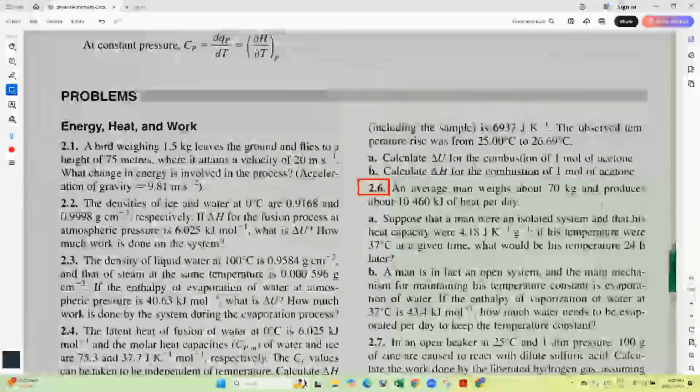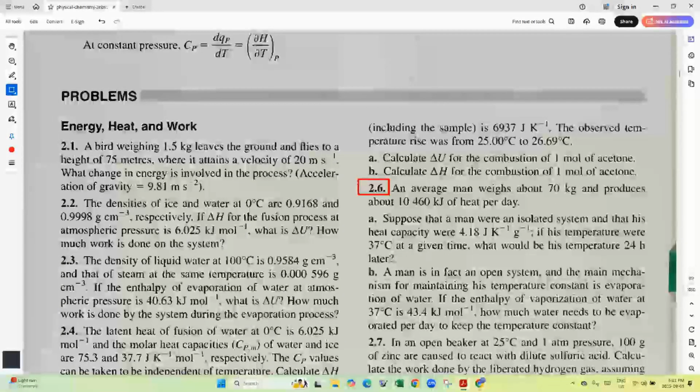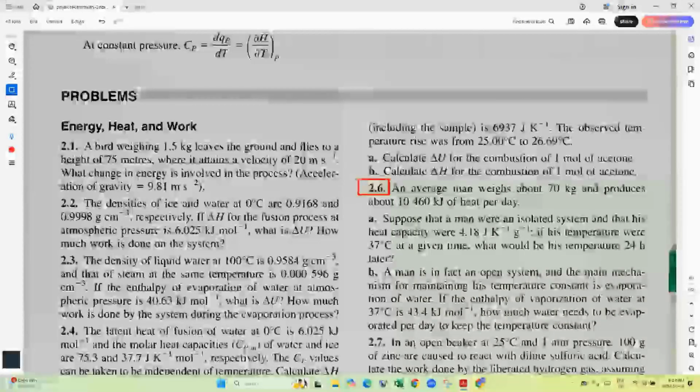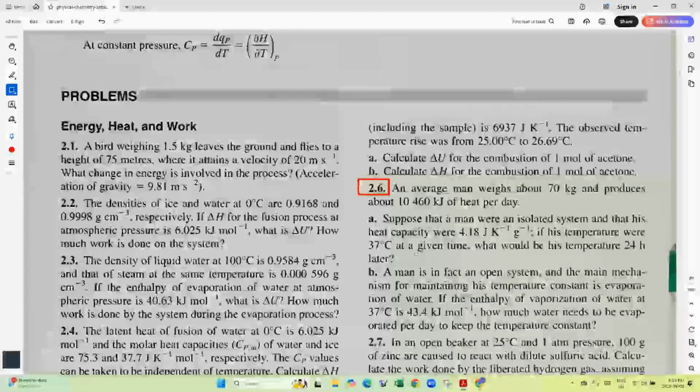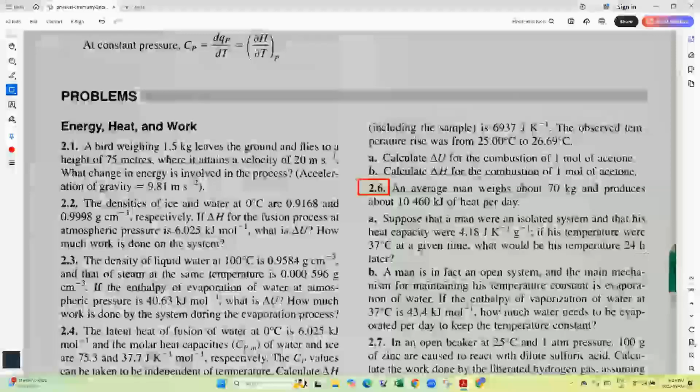Problem 2.6. An average man weighs about 70 kilograms and produces about 10,460 kilojoule of heat per day. A. Suppose that a man is an isolated system and that his heat capacity is 4.18 joule per K per gram. If his temperature were 37 degrees Celsius at a given time, what would be his temperature 24 hours later?